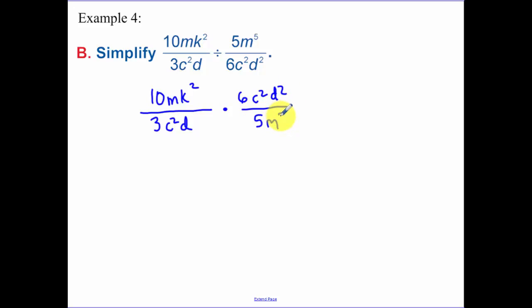And when I first started here at De La Salle, one of my guys came up with, or told me, keep it, change it, flip it. Keep the first, change the sign to multiplication, flip the second one. Now go through and cancel.